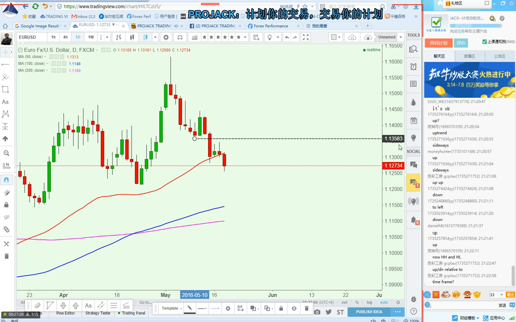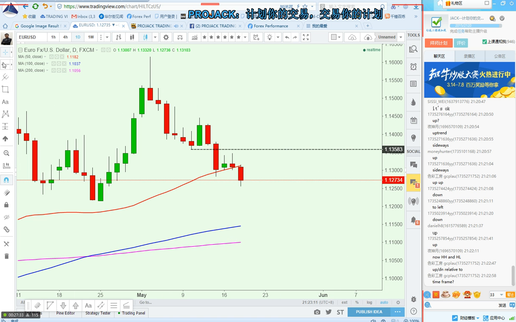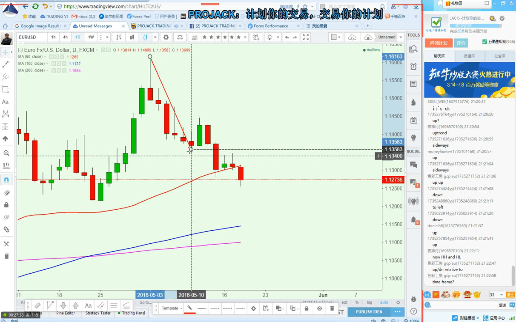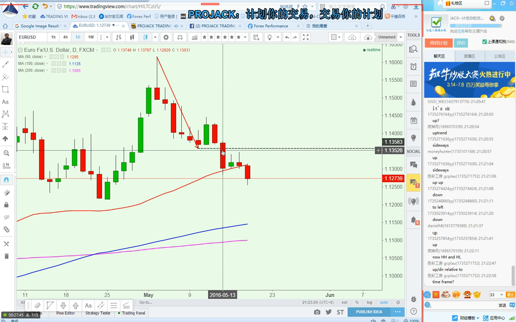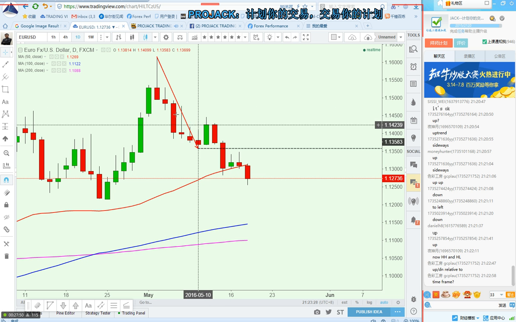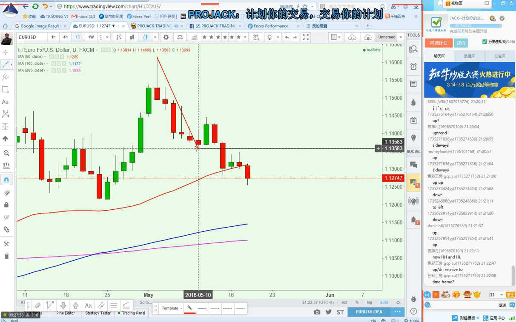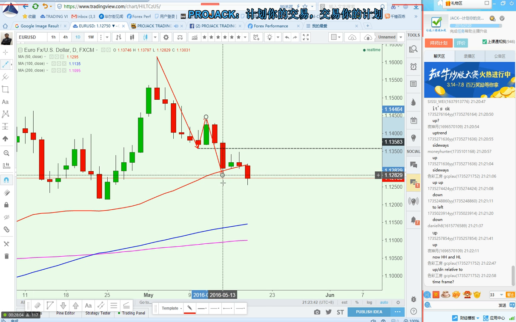Here, 1.1358, in the daily chart. In the daily chart, the euro comes down from 1.16 and gets a low at 1.1358. It bounced back for 2 days, and on the 13th of May it breaks down. So in the recent 2 weeks, since from here, euro actually is forming a downtrend, right?